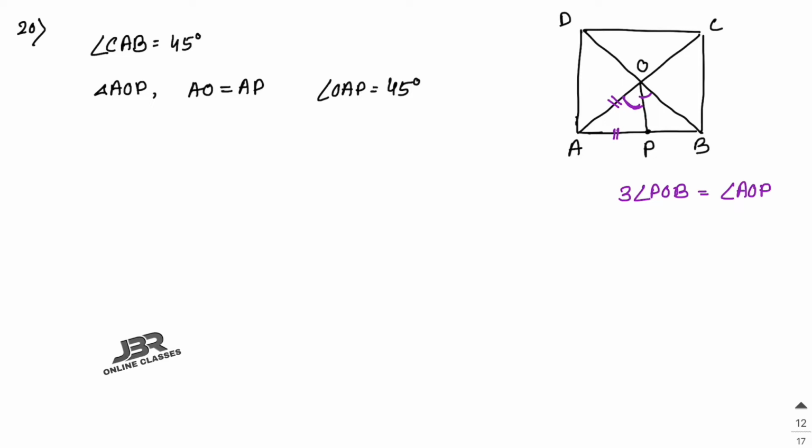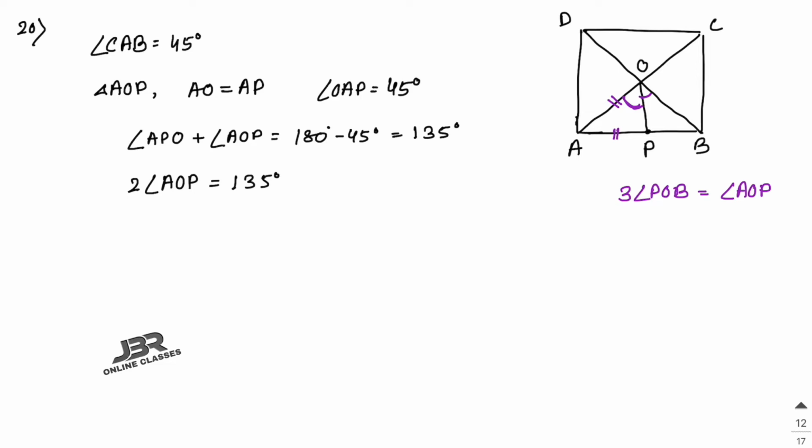So the remaining two angles, that means the addition of APO plus AOP, are equal to 180 minus 45, and that is equal to 135 degrees. So 2 into AOP, because it's an isosceles triangle, is equal to 135.